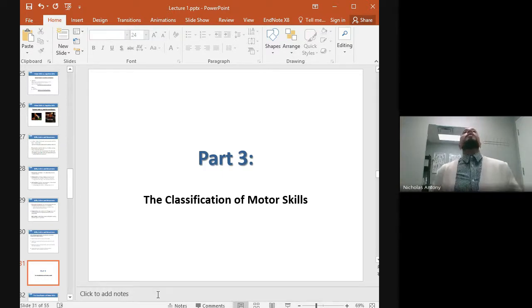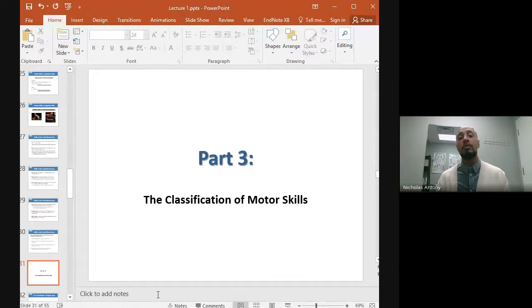Okay. So now let's get into the last part of the lecture. And now we're going to talk about the classification of motor skills. So initially, researchers were trying to figure out what is the difference between the control aspects of different types of skills? So is learning to type the same as learning to jump? Are the control processes behind that similar? Is it all just one way that we control things?